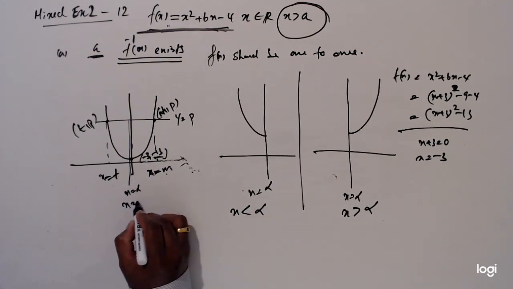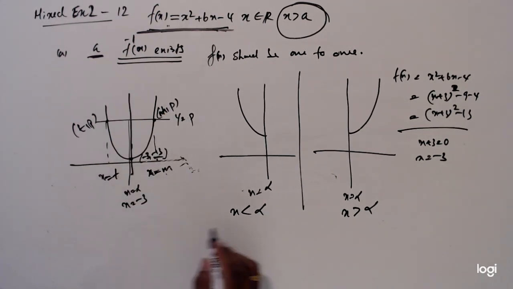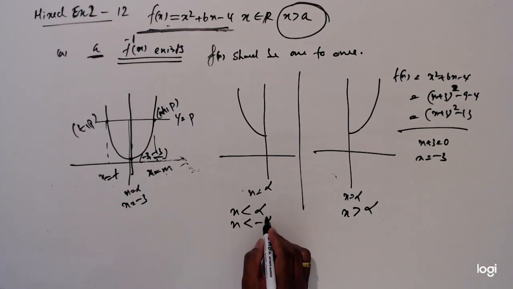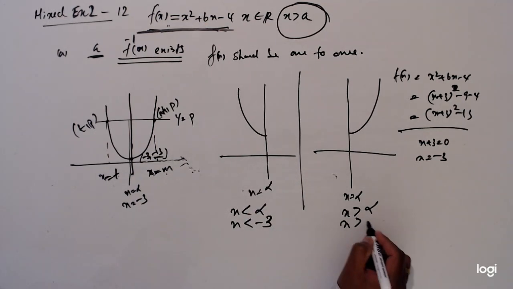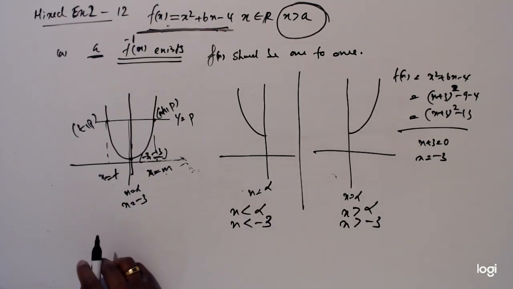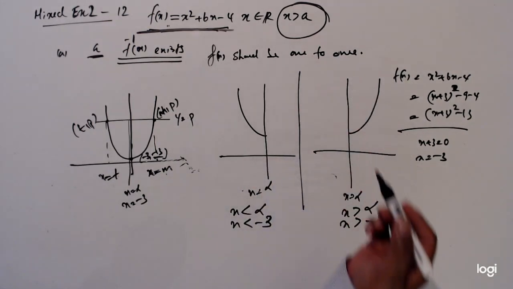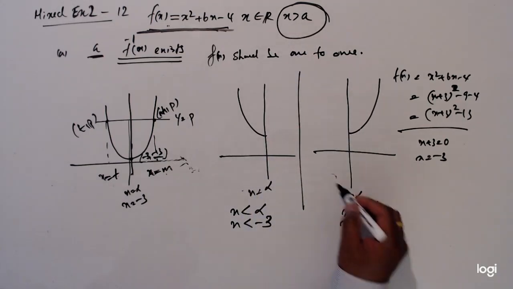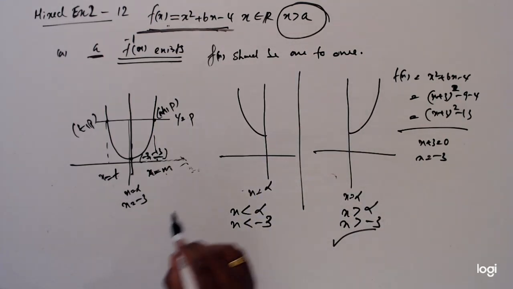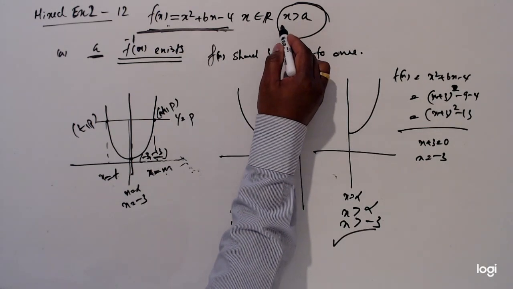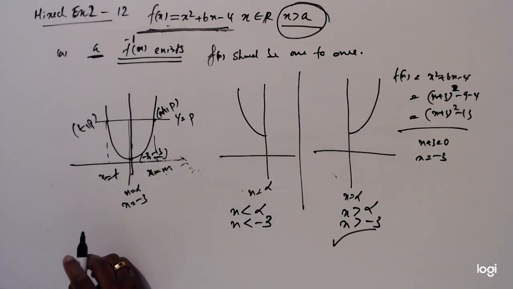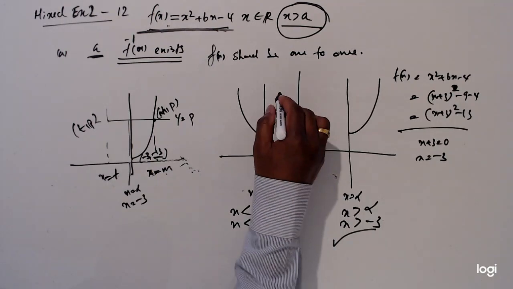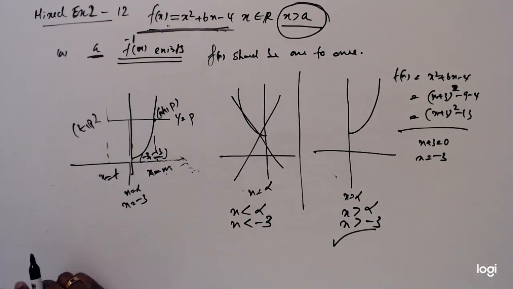So basically x equal minus 3 is the symmetric line. If x is less than minus 3 or x is greater than minus 3, the function is one to one. But we have to select this one, because the question is given as x greater than a value, not less than. So in that case, we must delete the left side of the graph. This is not the graph we need. This is the graph.